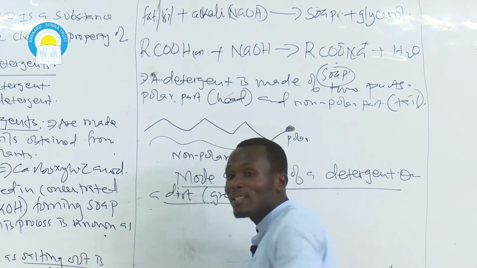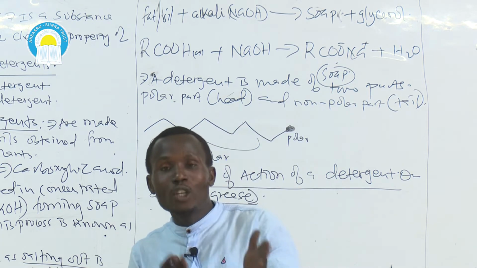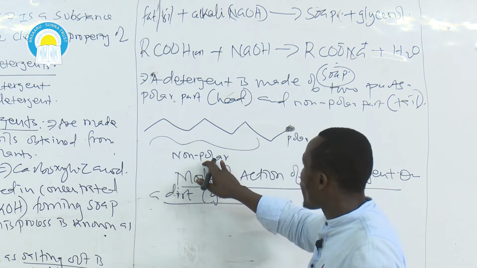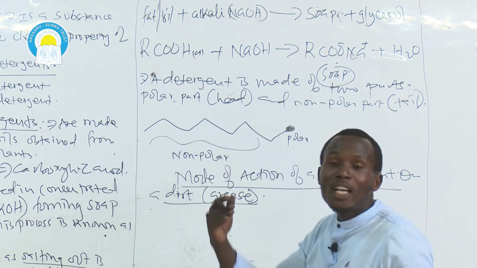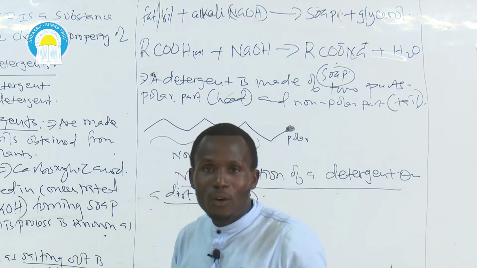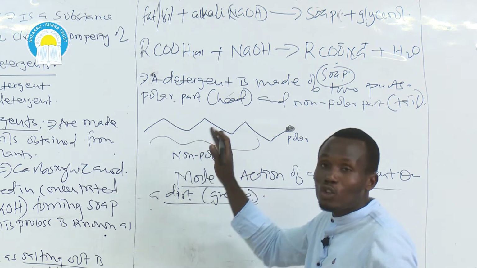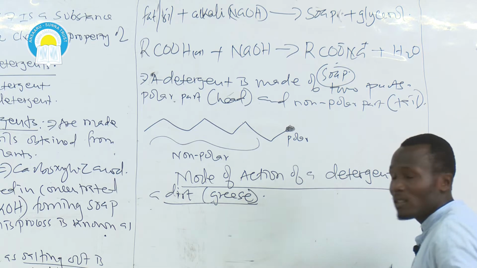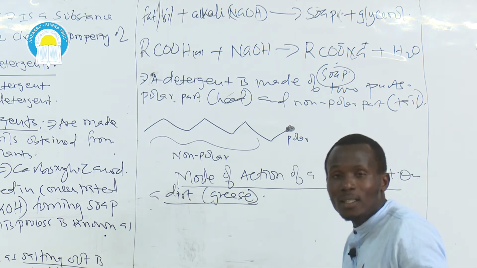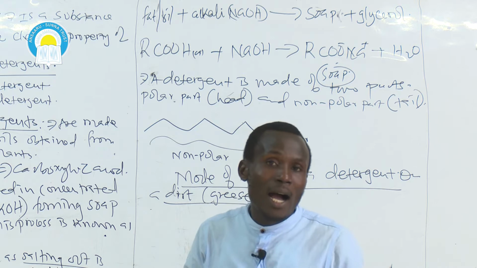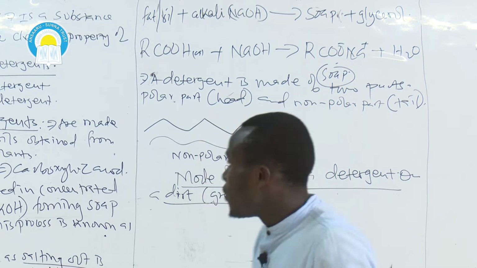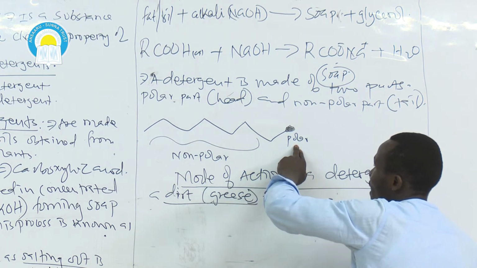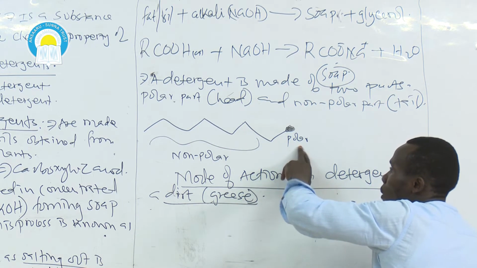So the same thing happens here. So here we are going to have the hydrophobic part and the hydrophilic part. The part which is non-polar is hydrophobic. It does not need water. Therefore, the part which is hydrophobic is going to attach itself to the grease, while the hydrophilic part, which is water-loving, attaches itself to the water surface. So this part attaches itself to the grease, and this part attaches itself to water molecules.